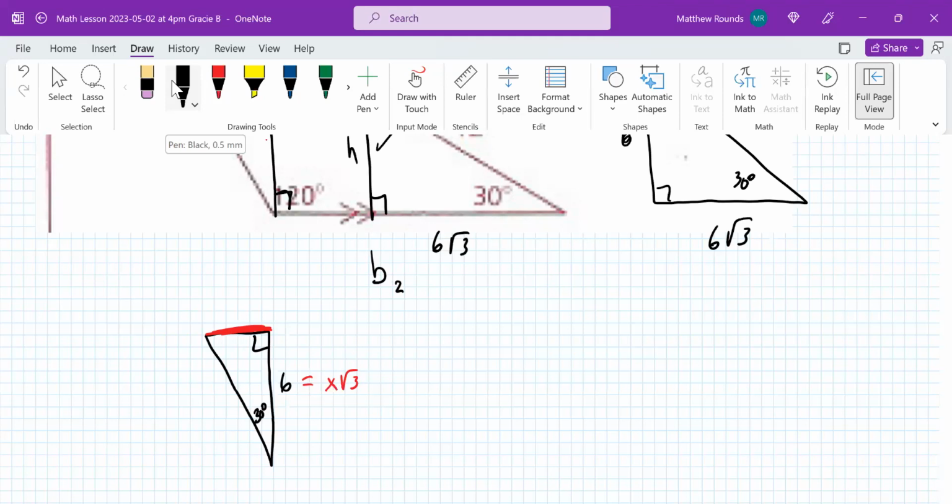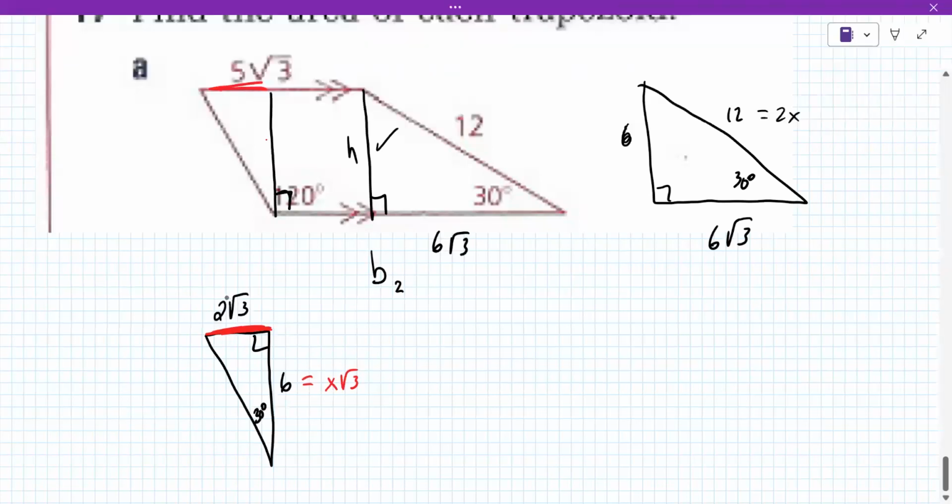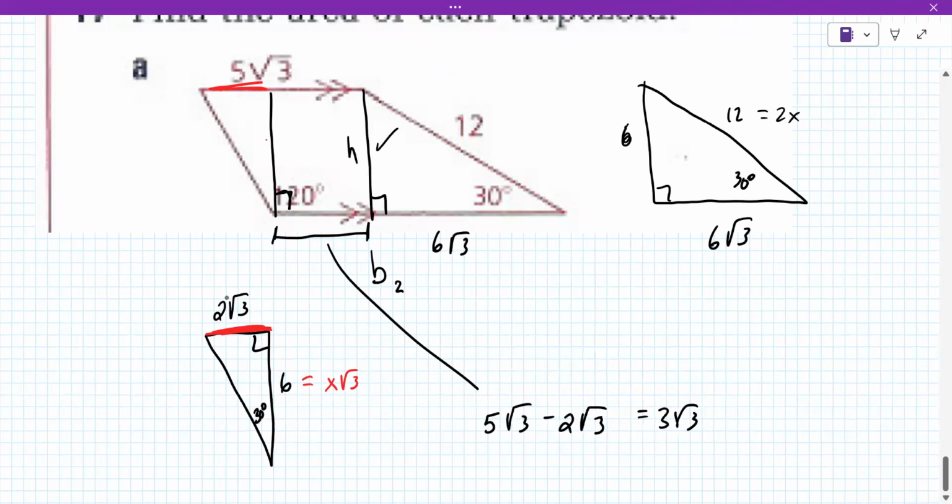Is it 2√3? Yes, so it does become 2√3. That's the value of x. And so the reason we needed that is because the length down here that I'm drawing is 5√3 minus 2√3, which is 3√3. Is that okay?